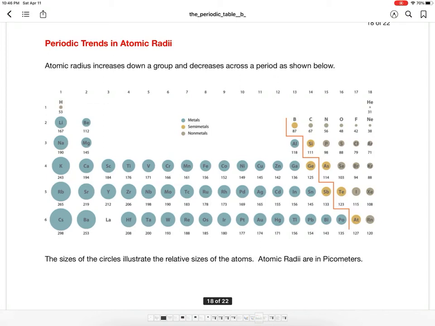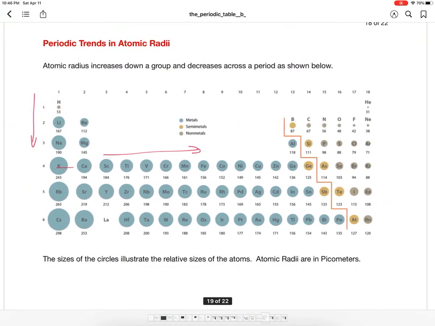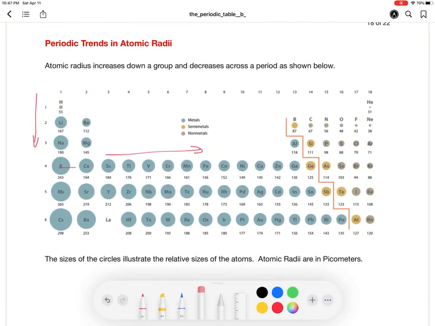Okay, I want you to notice here the size, how the size of the atom changes as you move down a group like this, or as you move across a period. And you notice that if you move down a group, the size increases, and as you move across a period, the size decreases.